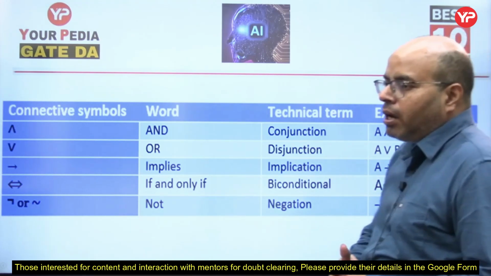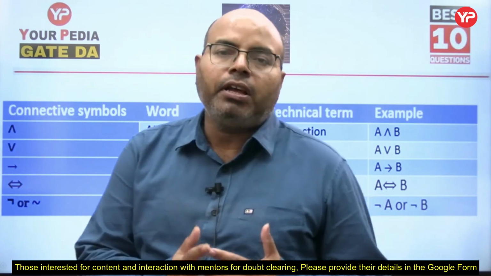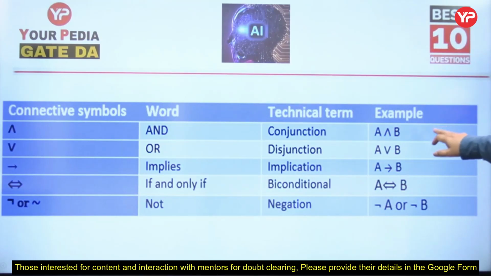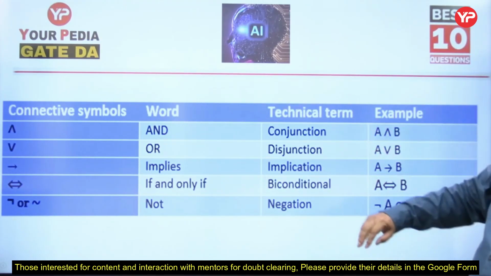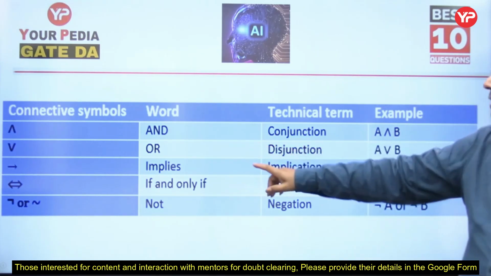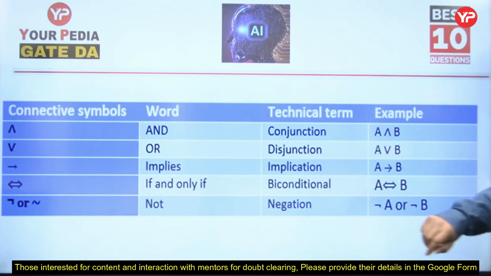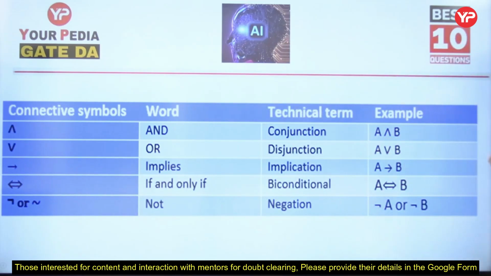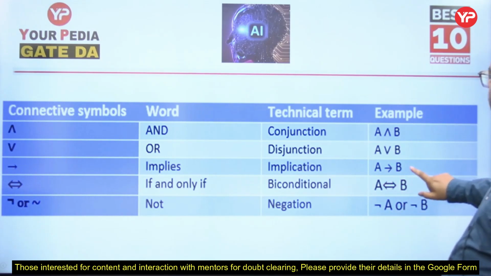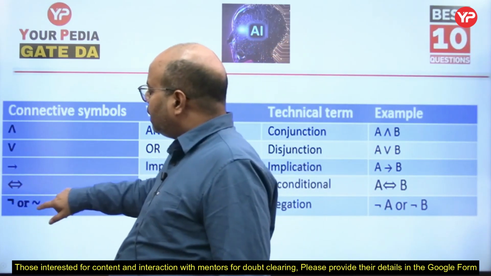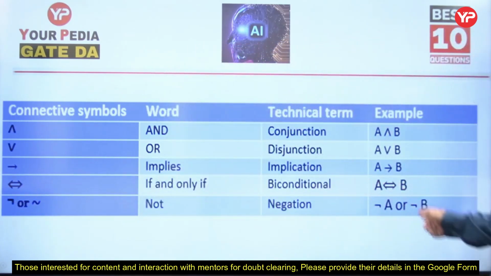So when we are talking about propositional logic, we shall be aware of these symbols. AND symbol, conjunction, A and B. OR symbol, disjunction, A or B. Implies, implication, A implies B, conditional. And this is biconditional, this symbol means if and only if. One statement is true if and only if the other one is also true. A if and only if B. And negation. Negation has two symbols, like this and wave also. So not, negation.